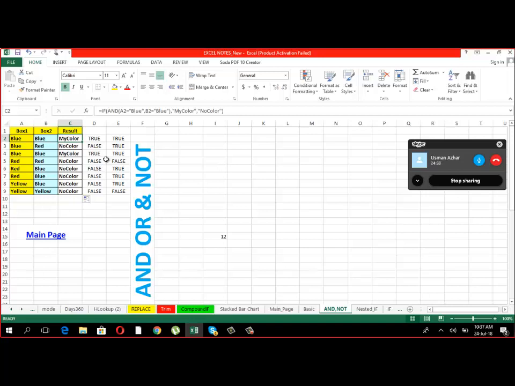Got it? So this is now known as a nested function. A nested function means you have one function inside the other function, two or multiple functions. We call them nested functions because we are using IF. Clear?